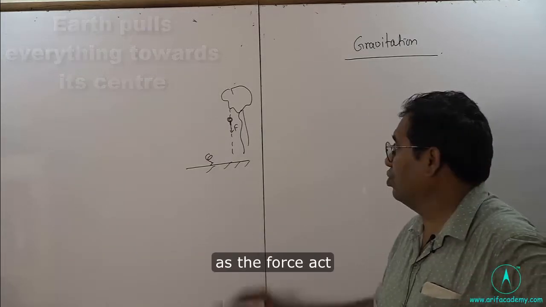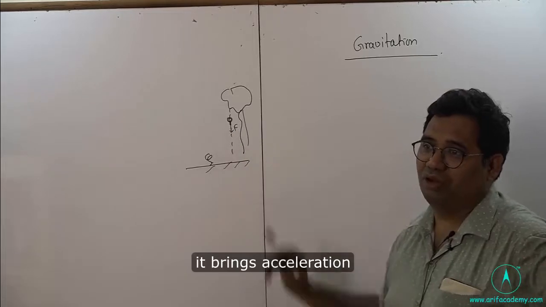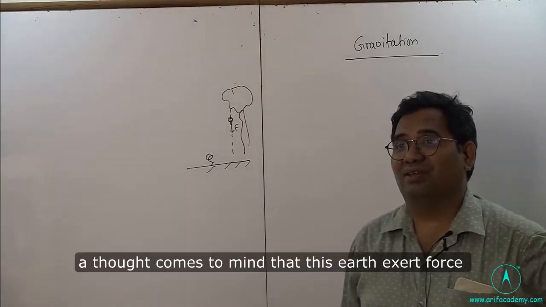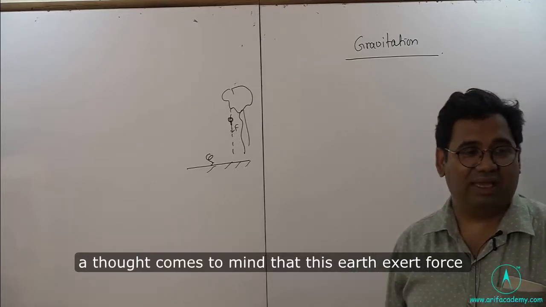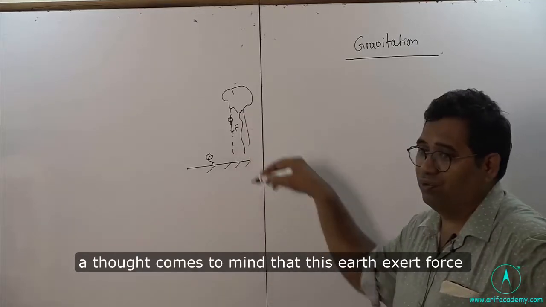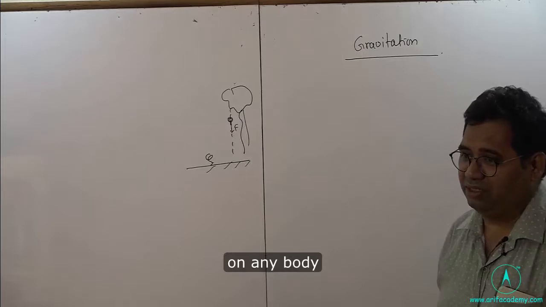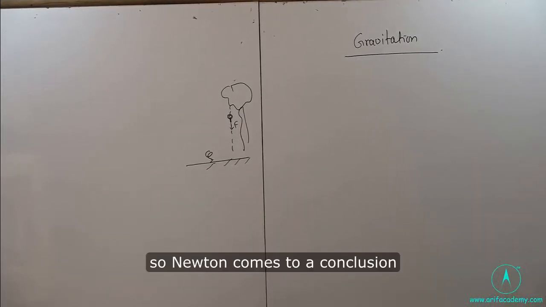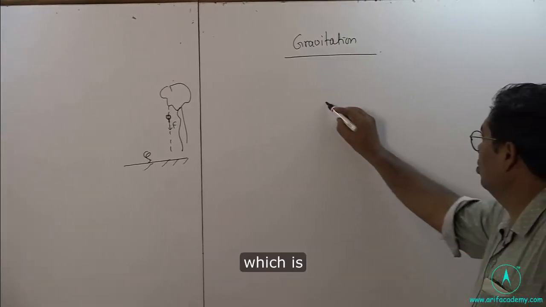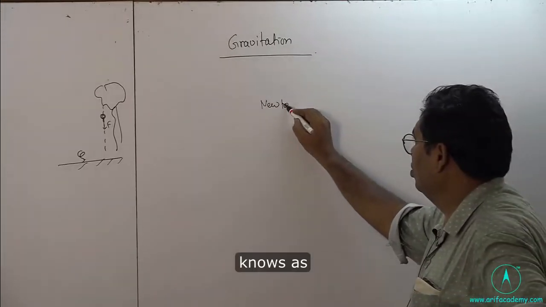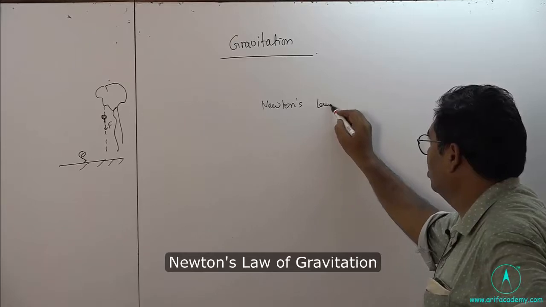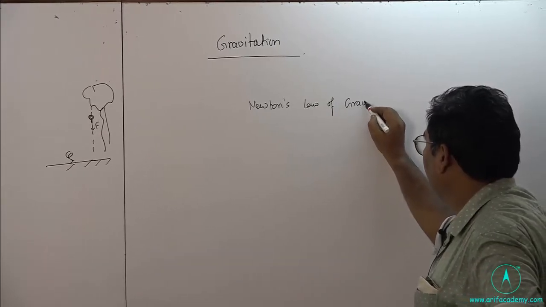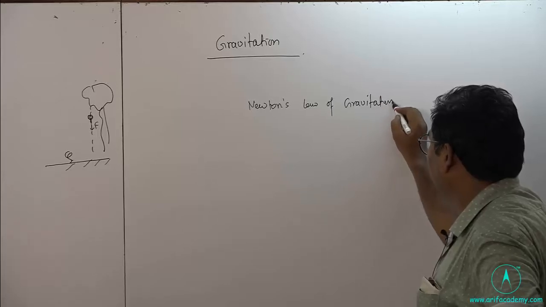As the force acts, it brings acceleration in that. So we observe an increasing speed in the falling object. A thought comes to our mind that Earth exerts force on any body downward toward its center. Newton came to a conclusion which is known as Newton's Law of Gravitation.